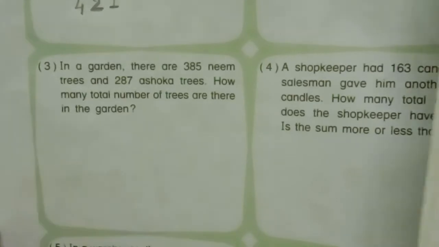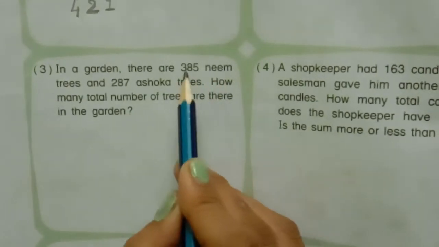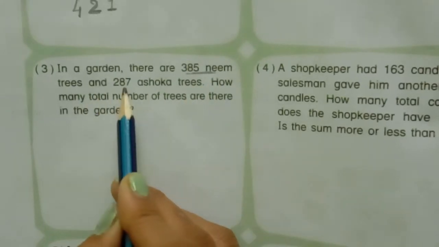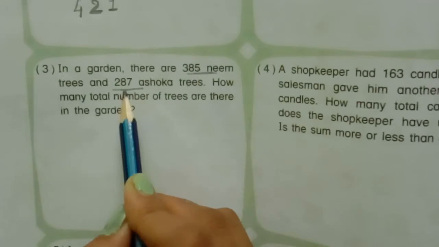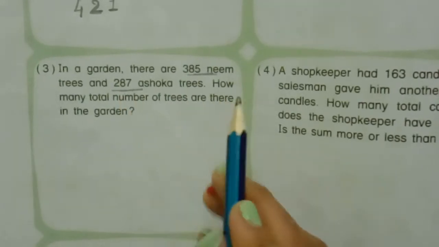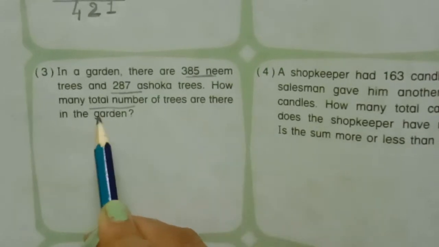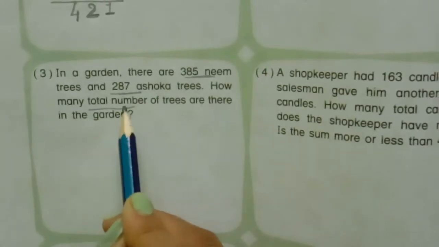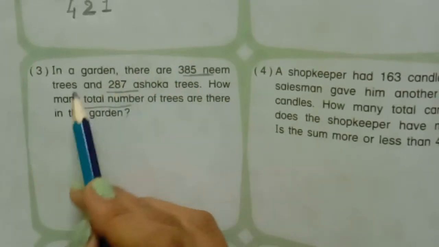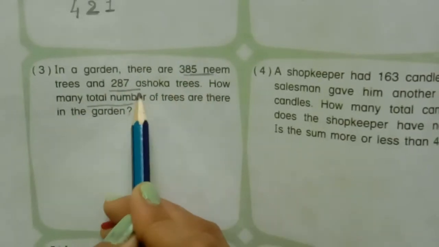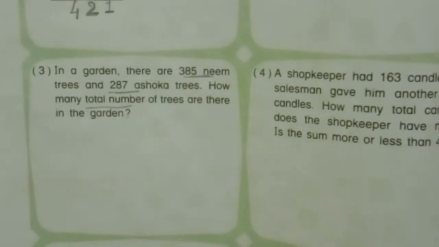Number 3. In a garden there are 385 neem trees and 287 Ashoka trees. Neem trees and Ashoka trees. What they asked? How many total numbers of trees are there in the garden? Once again total word came. We have to find out the total trees. Total neem trees and Ashoka trees. Total कितने हैं? So what we will do?